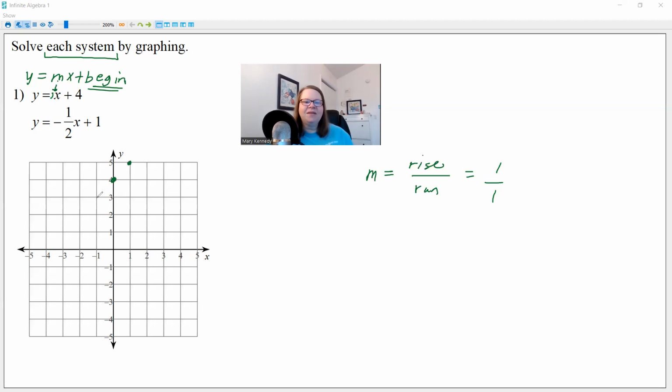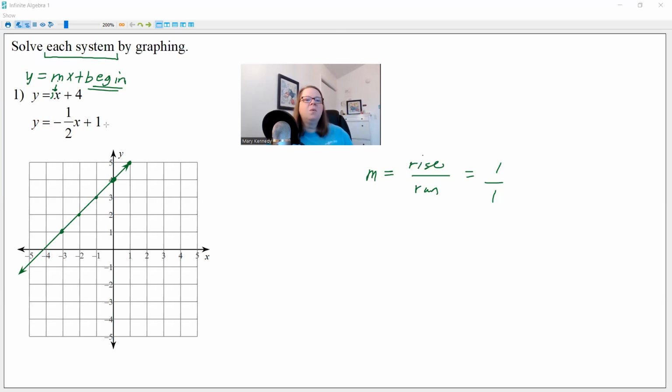Or I can go down 1 and left 1, down and left, just like that. And then you've got a nice line. So you want to connect all of the points that you've plotted, and put arrows at both ends. Okay. So we've got the first one. Now let's do the second one.